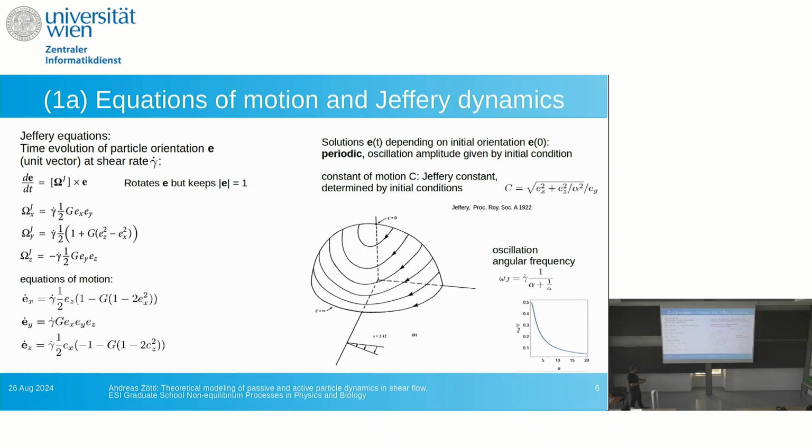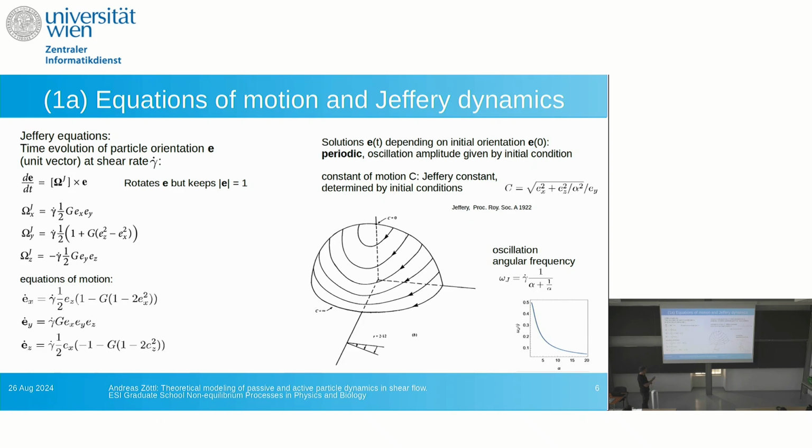And you can show that the angular frequency of this motion is, of course, just given by the shear rate. It's linear with the shear rate. The larger the shear rate, the faster you rotate. And then it depends on the aspect ratio alpha of the particle. But it does not depend on the initial condition or on the Jeffrey constant, which means that all oscillations go with the same frequency, no matter if you have a small amplitude or a large amplitude. This you can also show.